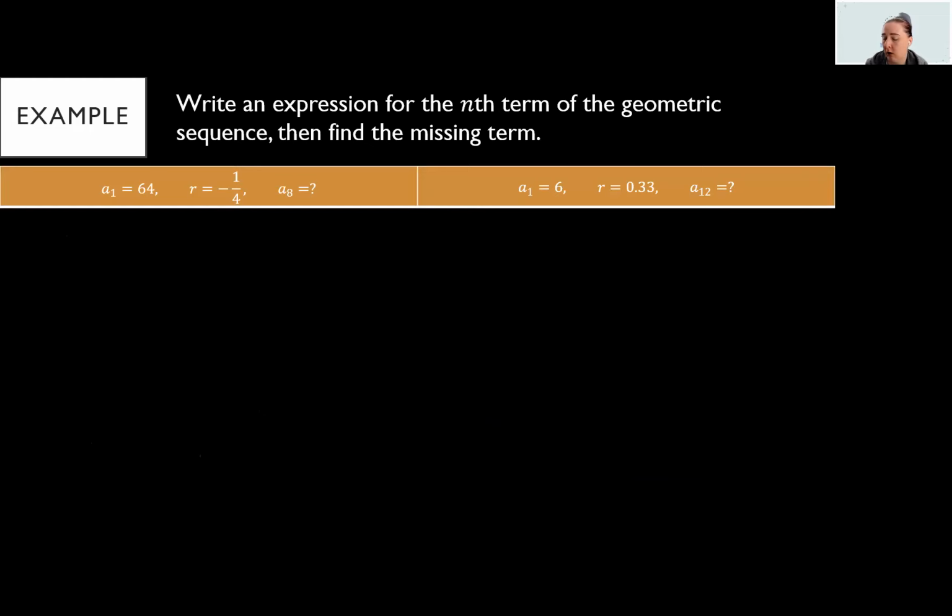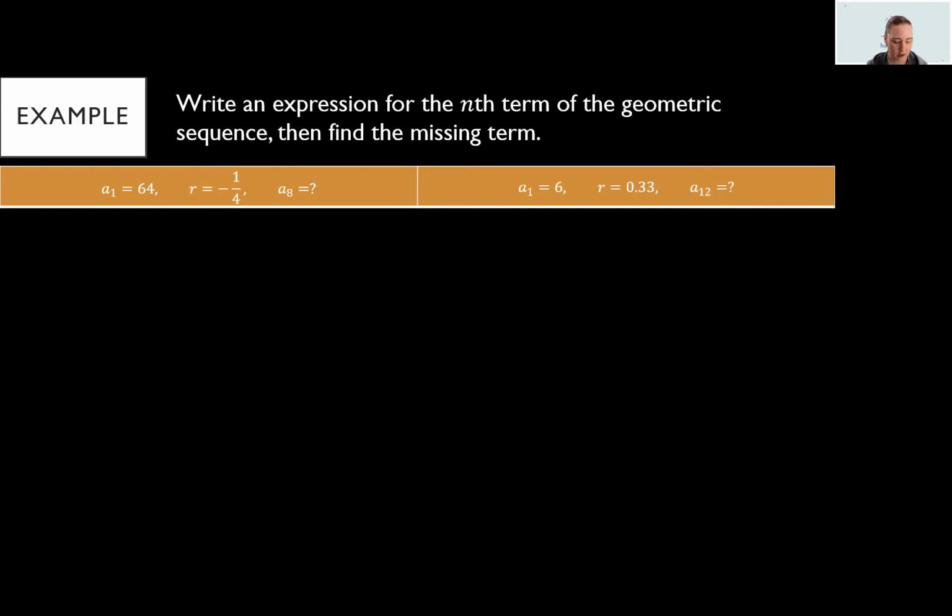So here we're doing something similar with an extra step. We're going to write the expression for the nth term of the geometric sequence, and then we are going to find the missing term. We're going to use that formula to skip ahead and find a term without having to multiply lots of times. This is nice because they give us the first term and they give us R.